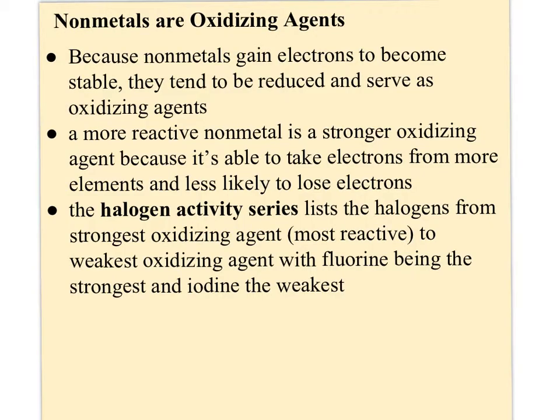Similar situation with nonmetals. Nonmetals tend to gain electrons. Remember, they're tiny takers, have that high electronegativity. So they tend to be reduced and serve as oxidizing agents. So a more reactive nonmetal is going to be a stronger oxidizing agent because it's going to be able to take electrons from more elements, and it's going to be less likely to lose its electrons. So we also have the halogen activity series that lists the halogens from the strongest or most reactive to the weakest oxidizing agent. And with the halogens, it's easy because it goes right in order that they're listed in group 7A, from fluorine, chlorine, on down the halogen list.